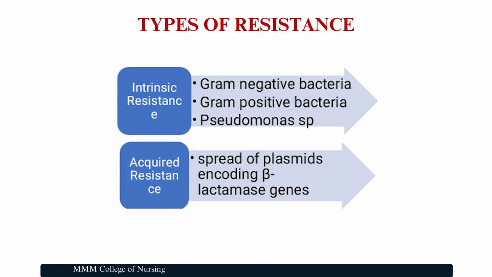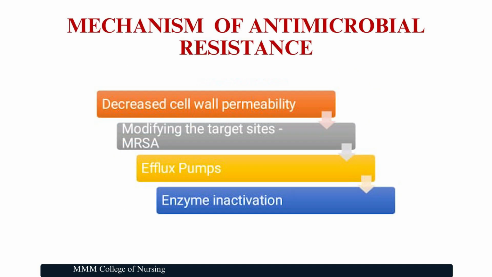Next, what is acquired resistance? It is the development of resistance in bacteria that are initially susceptible to the antibiotic. It is the most common and dangerous form of drug resistance. So the examples include spread of plasmids encoding beta lactamase genes. So these are the two types of antimicrobial resistance.